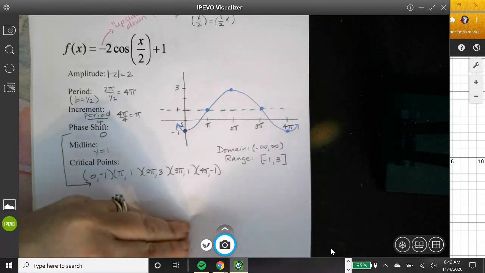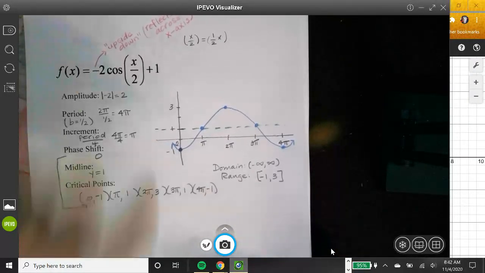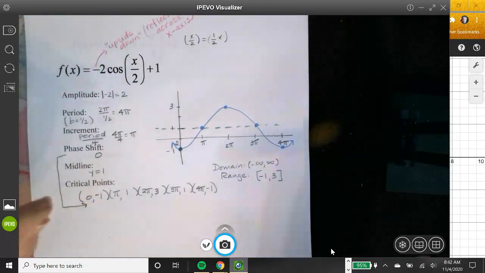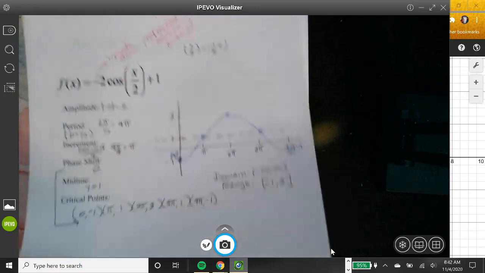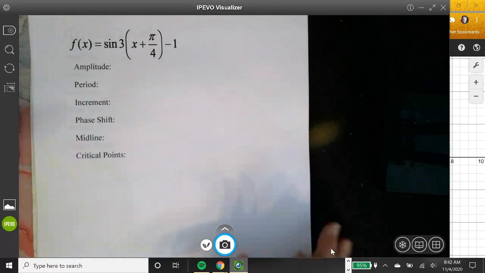See, once I get going, it's better. My mouth starts working better. Okay, so that's nice. The b factor here, when it's a fraction, actually stretches the period out, which I like. Okay, let's do another one.